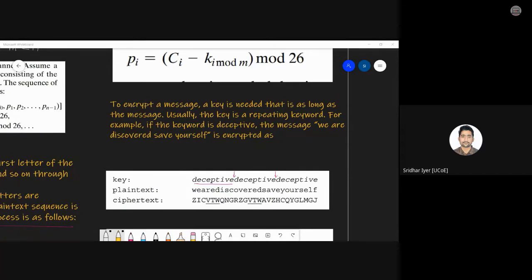Now what happens is the key is shorter, so it has to be repeated. In this case, coincidentally, it is a multiple of the plain text. So we have to repeat it 3 times. In case it is not a multiple, then we simply need to start again from the first character of the key until the size of both of them matches. Until the plain text and the key size matches. Am I clear? Yes or no? Kindly let me know. This is very important.